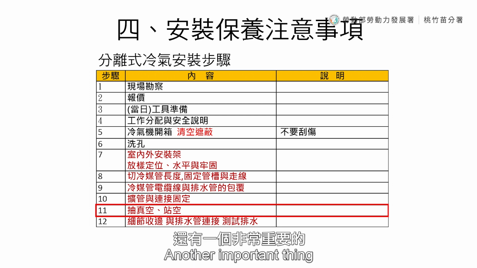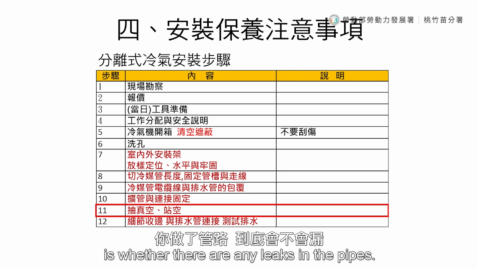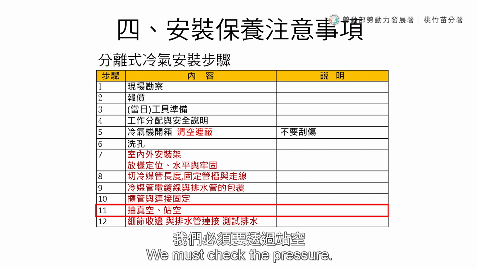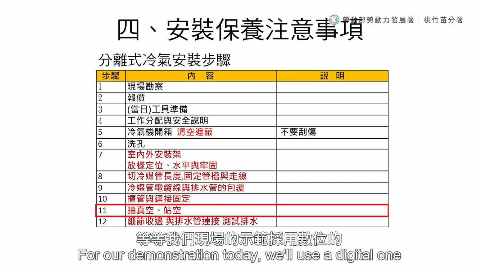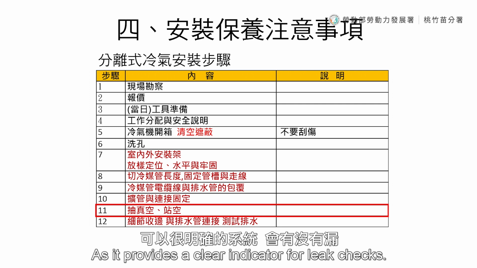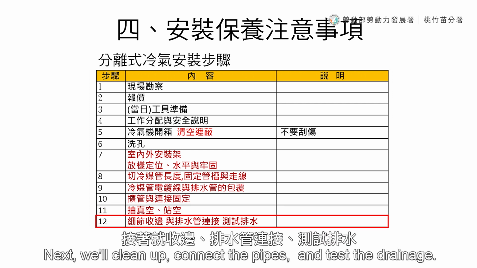Another important thing is whether there are any leaks in the pipes. We must check the pressure. We usually use a mechanical device. For our demonstration today, we'll use a digital one, as it provides a clear indicator for leak checks. Next, we'll clean up, connect the pipes, and test the drainage.